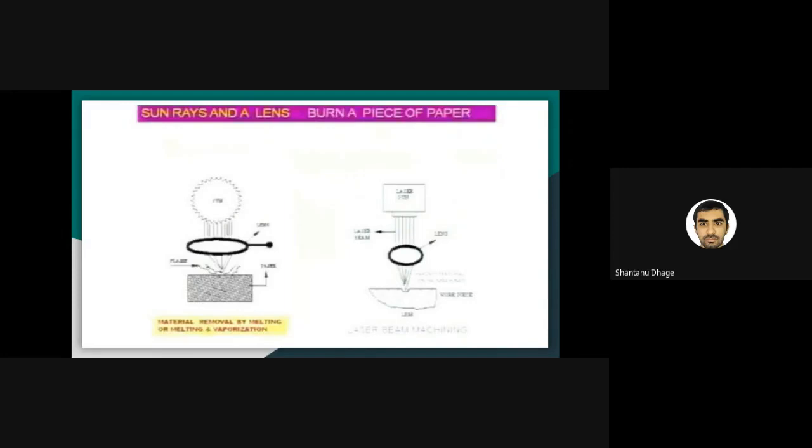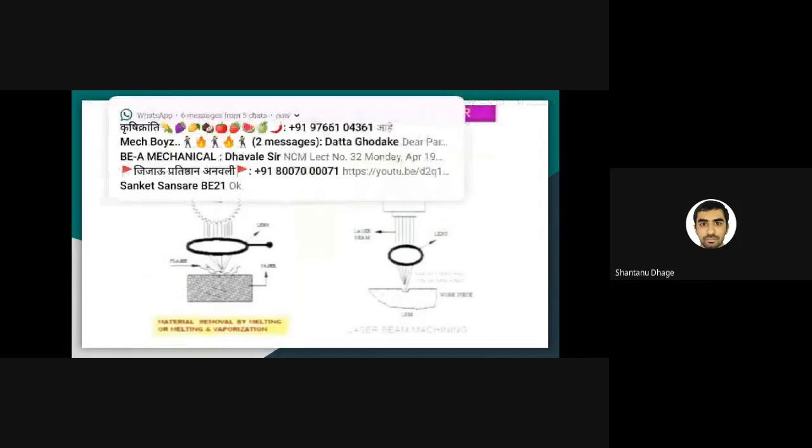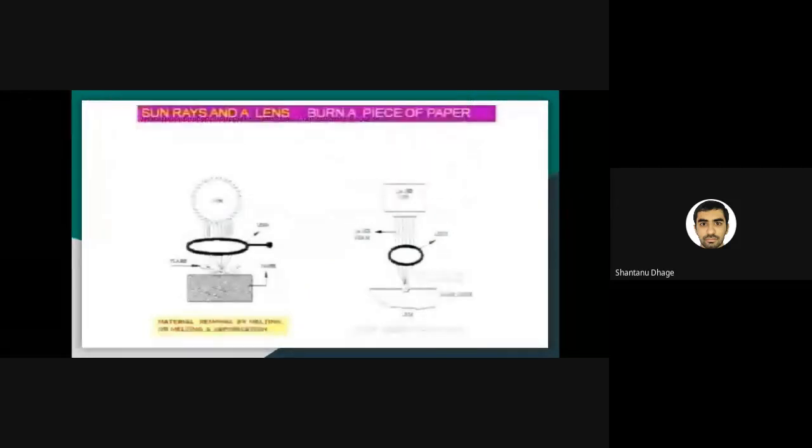that laser beam is focused at a very small point having a very small diameter, and that focused beam has such high intensity that you can burn or melt any metal known to us. Even diamond can be melted by this particular process.